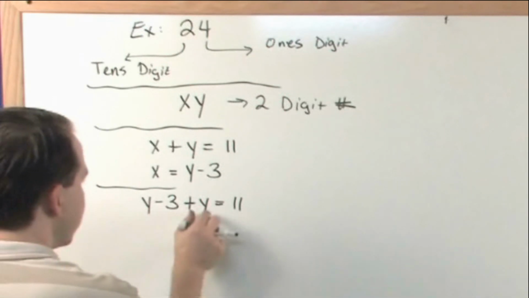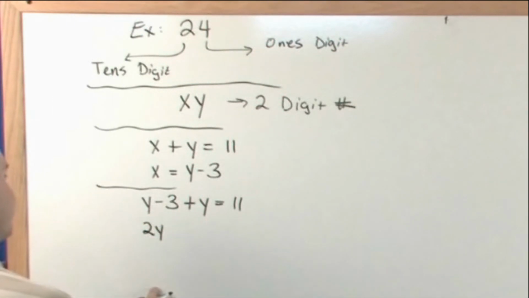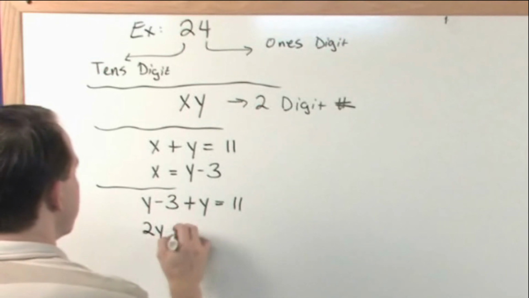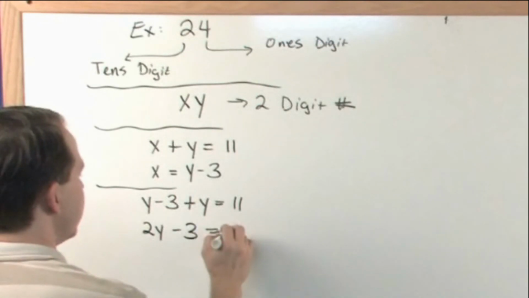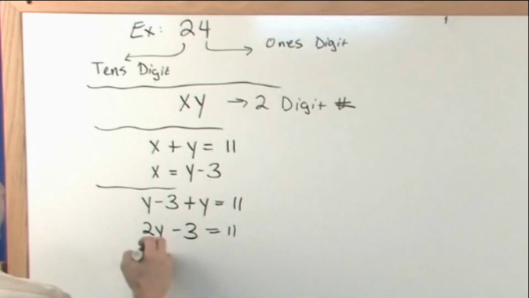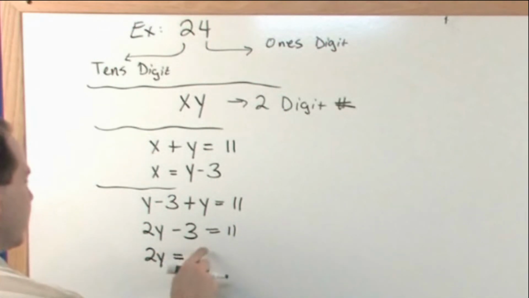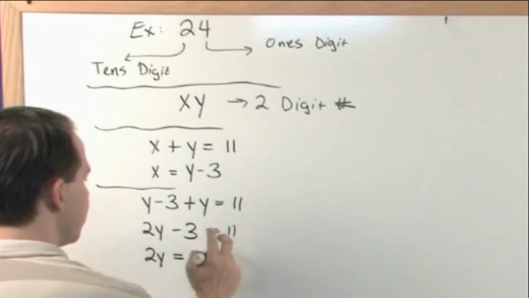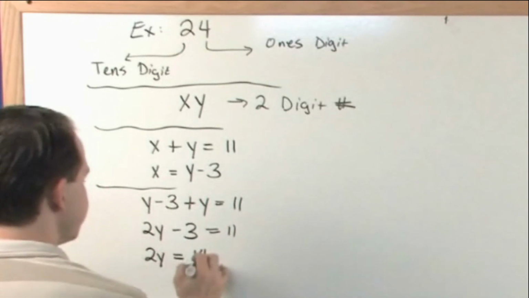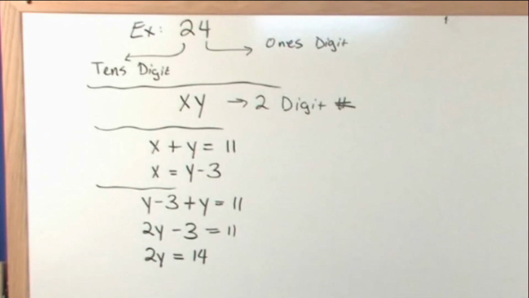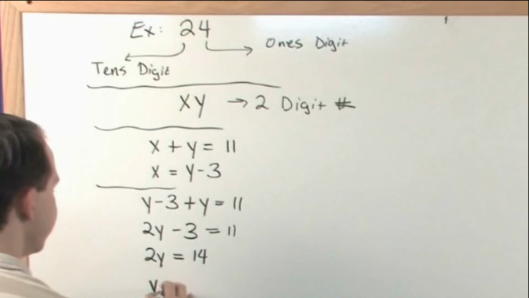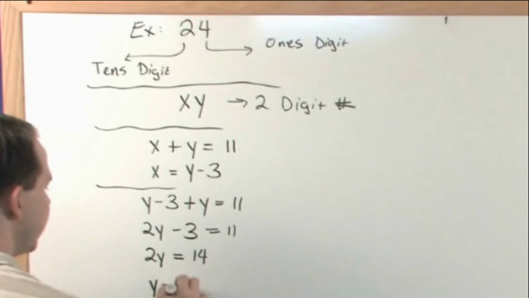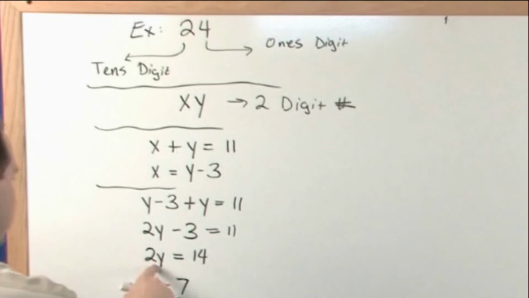Okay? Y plus y gives you 2y. Okay? We'll just keep our minus 3 is equal to 11. Okay? Now let's move the 3 over. 2y is equal to, we'll just add 3. Minus 3 plus 3 is 0. So on the other side, 11 plus 3 gives you 14. Okay? We just added 3 to both sides. And then finally, y is going to be equal to 14 divided by 2, which is 7. Okay, all we did was divide both sides of this equation by 2. Okay, so that's one part of the answer.